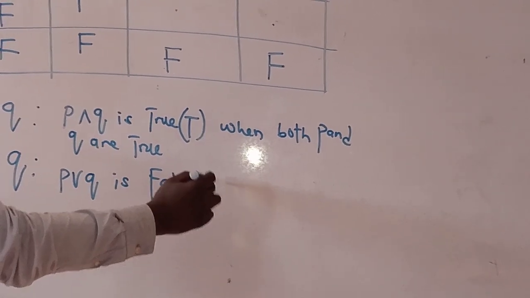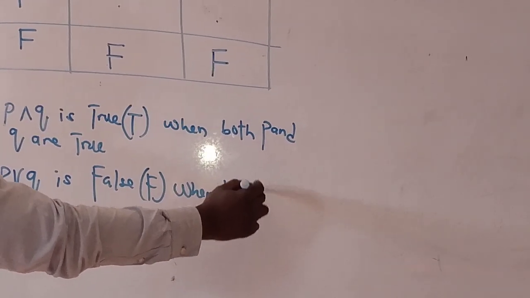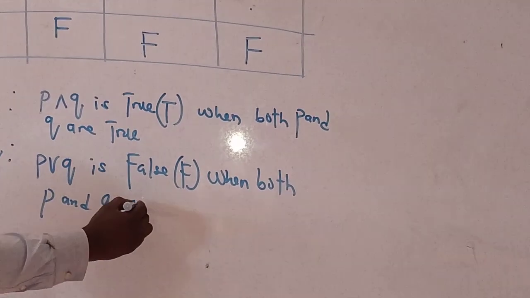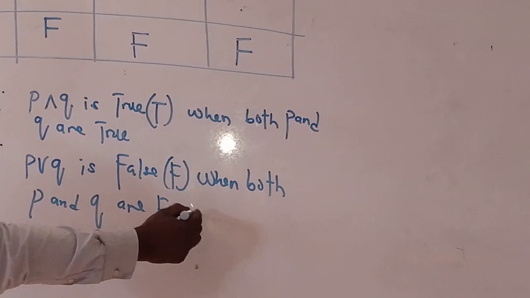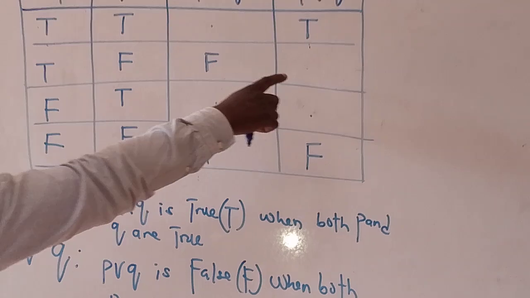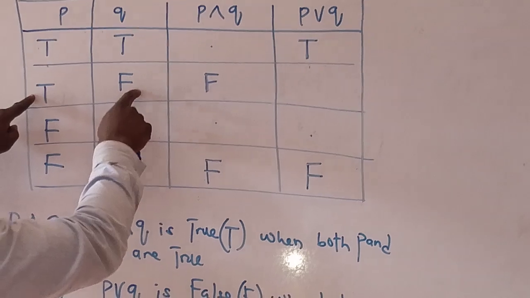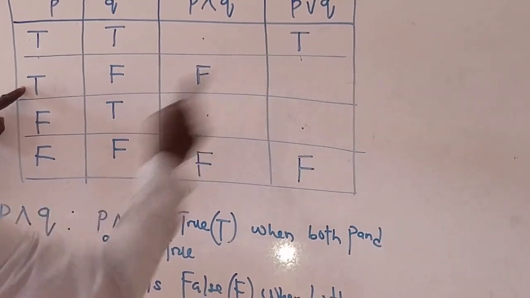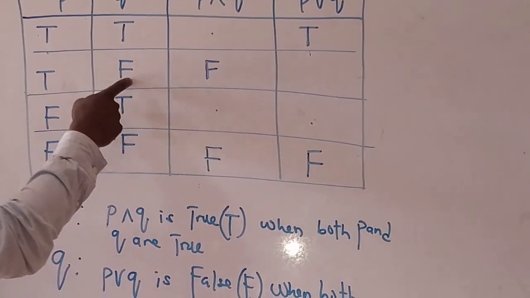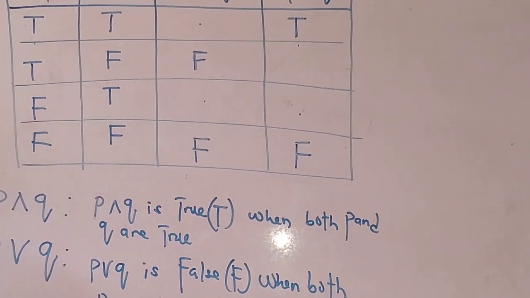For P disjunction Q, it means that P disjunction Q is false when both P and Q are false. That's the only condition that you can have this to be false, when P and Q are false. But when one is true and the other one is false, your answer will be true.